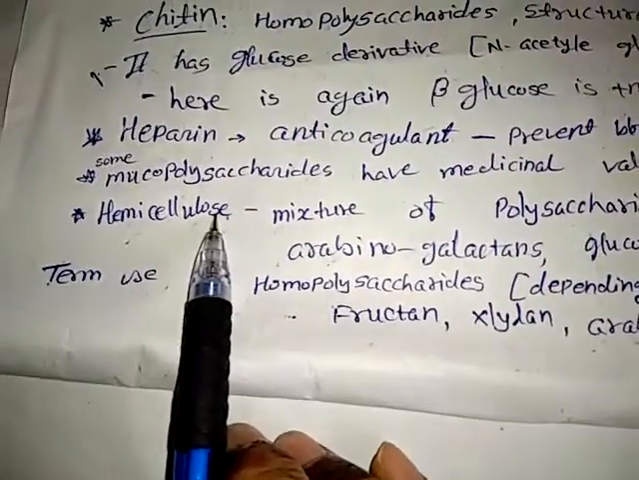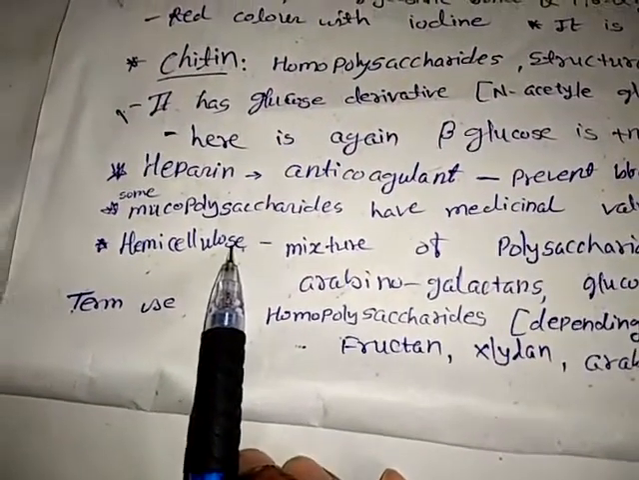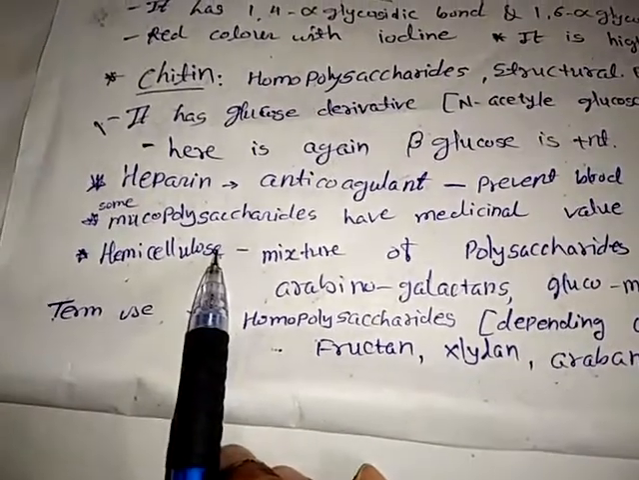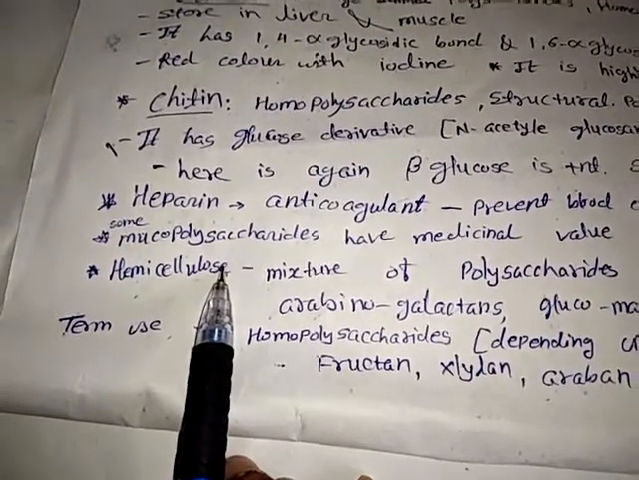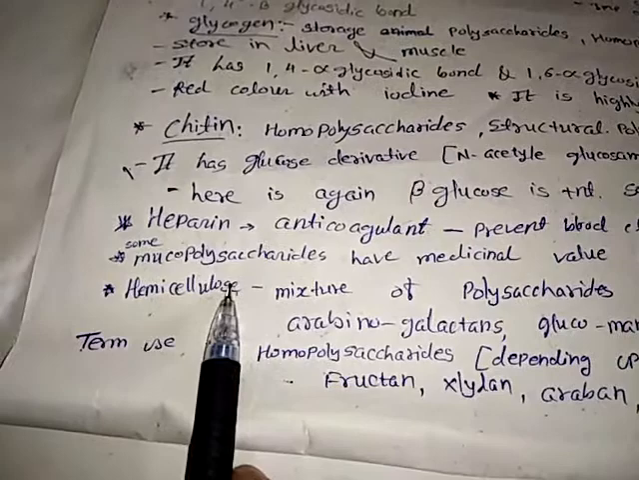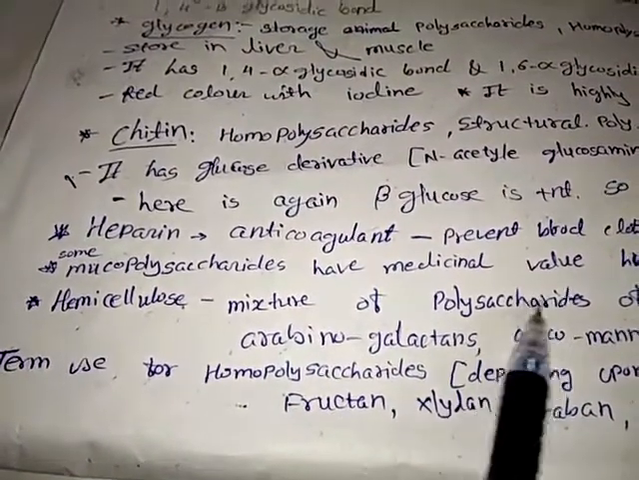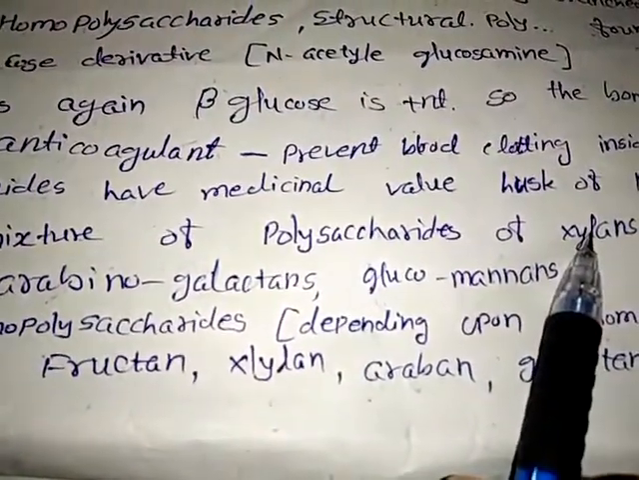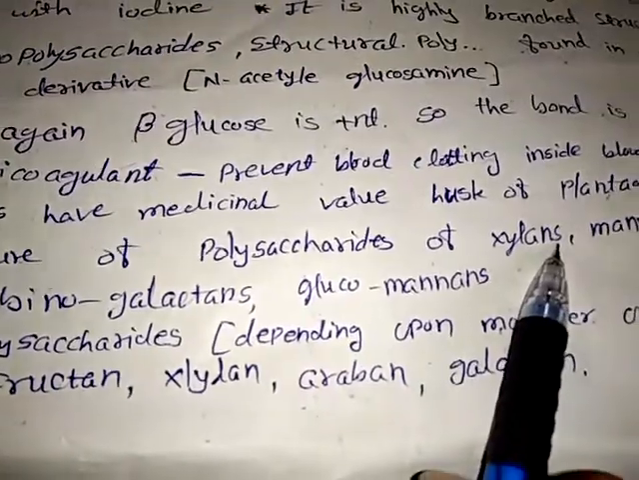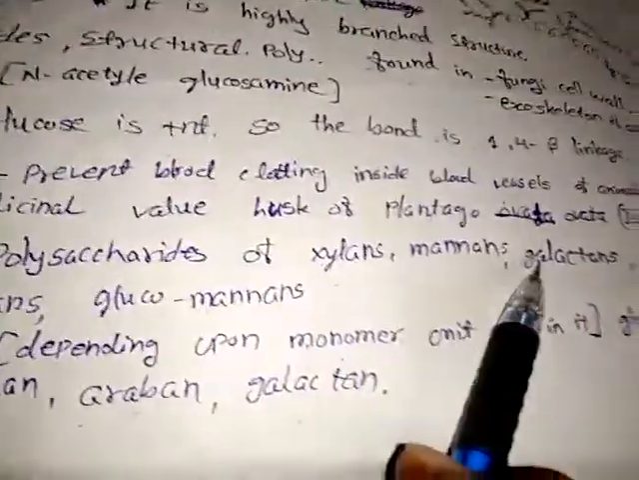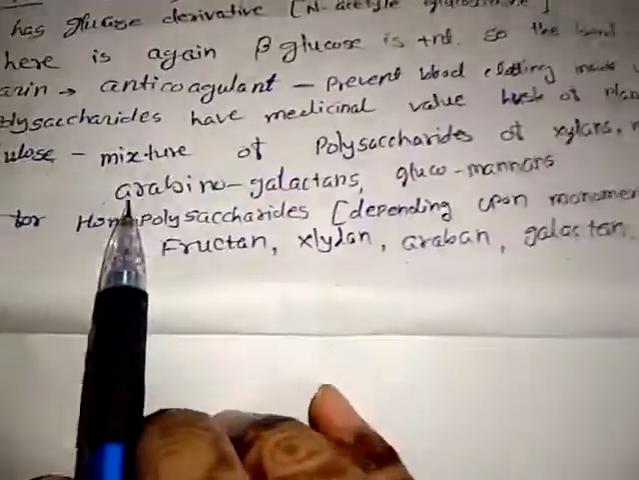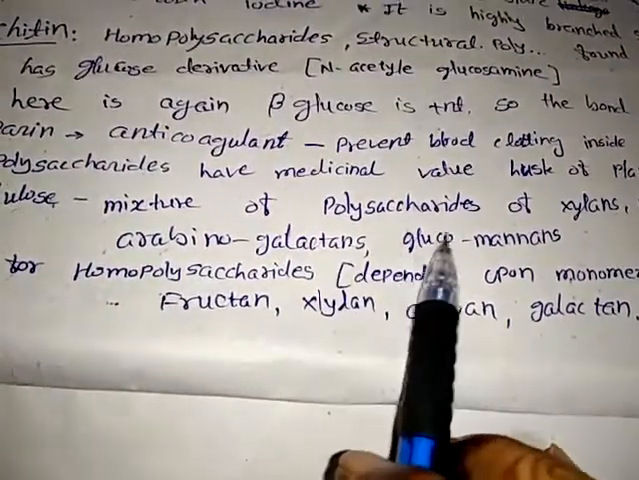Hemicellulose is an example of a heteropolysaccharide. It is again a structural polysaccharide, a mixture of more polysaccharide chains. The chains involved in hemicellulose are xylans, mannans, galactans, arabinogalactans, glucomannans. Now here I have mentioned something.